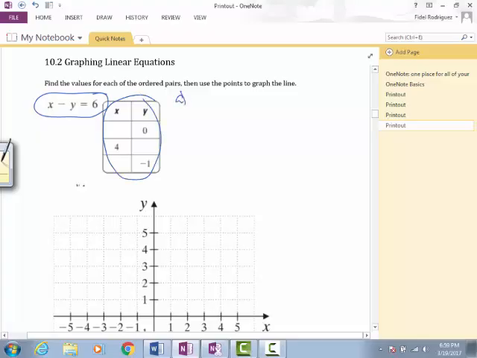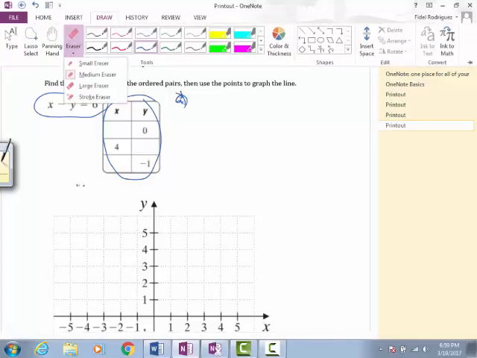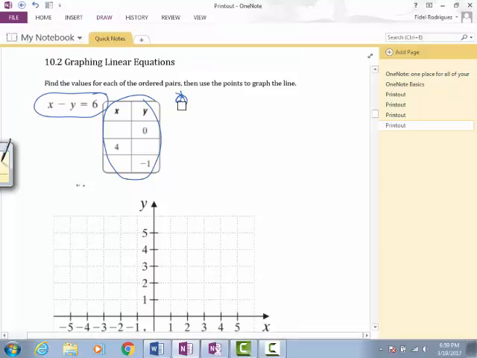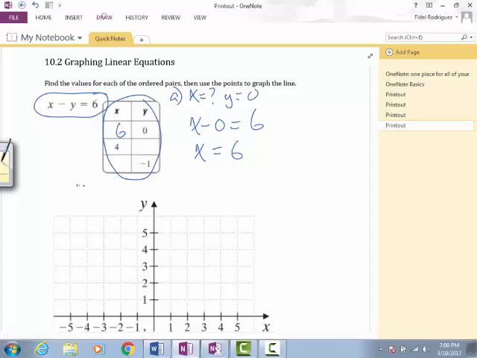So in my first problem, I'm going to call this part A. For part A, I don't know what x is. We do know that y equals 0. So I'm going to write x minus 0 is equal to 6. So that's going to tell me x is equal to 6. So I'm going to go ahead and put a 6 right here.